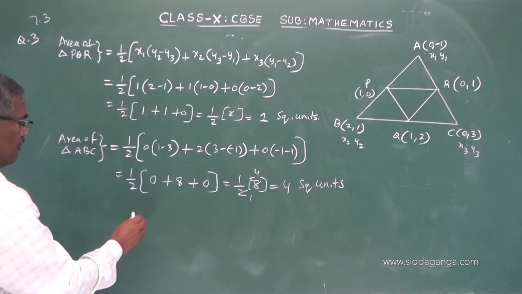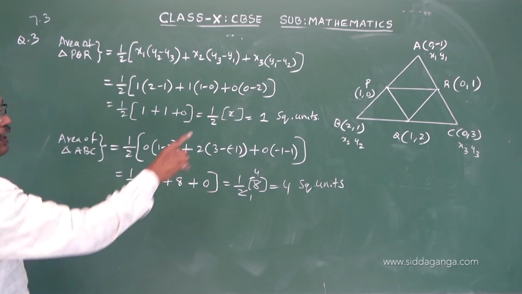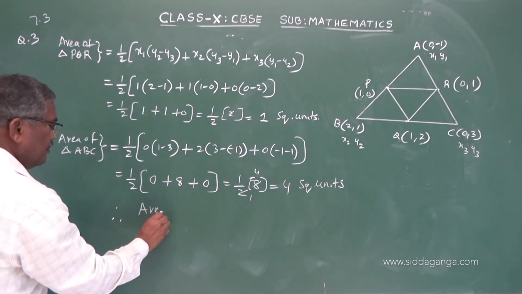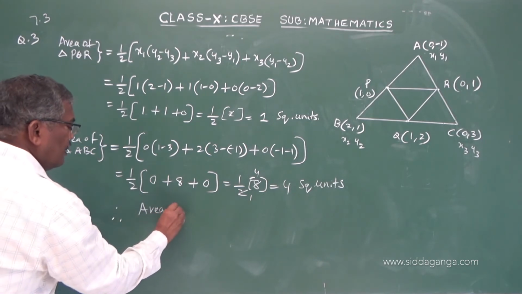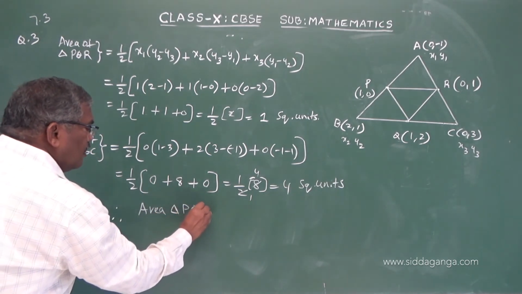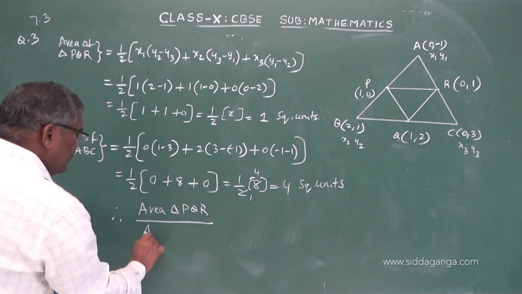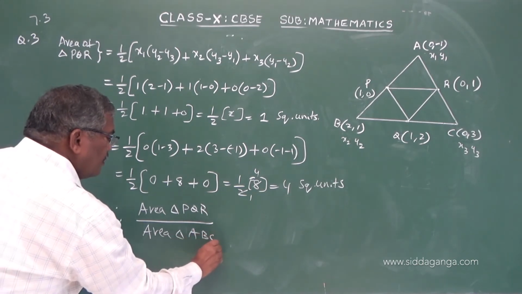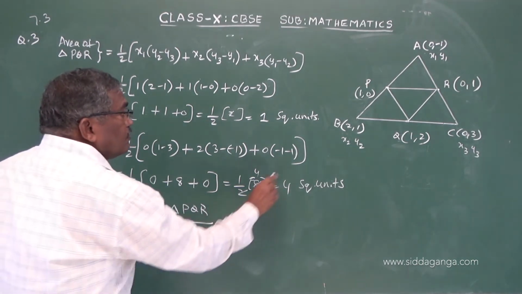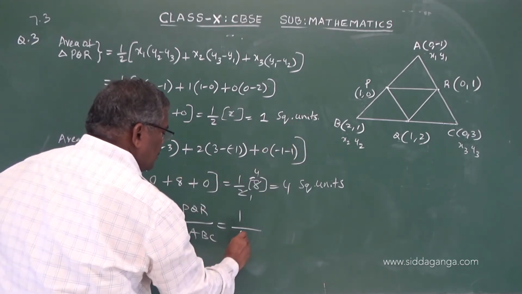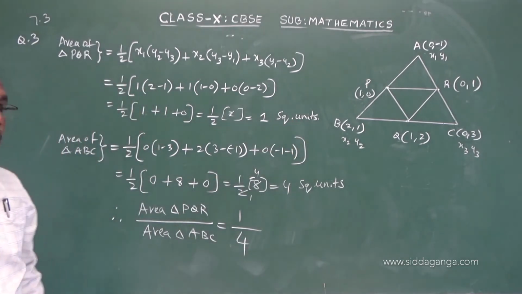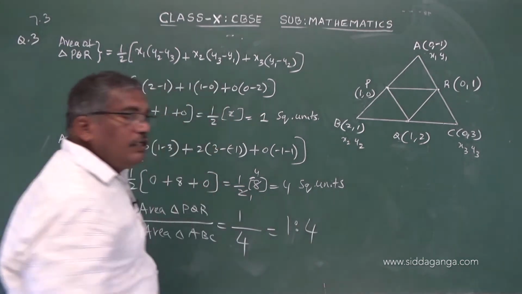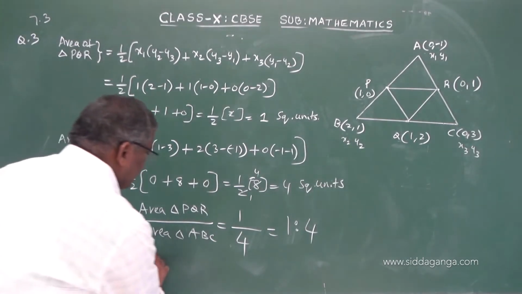So finally what they have asked is the ratio of smaller area to bigger area. So therefore area of triangle PQR divided by area of triangle ABC equals, this is 1 square unit and this is 4 square units, or we can say it is 1:4. This is the final answer.